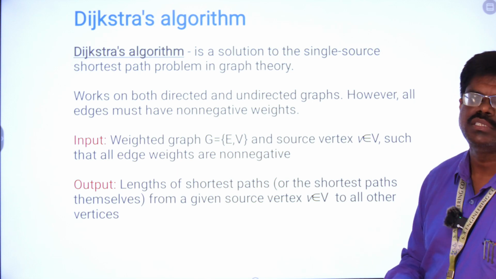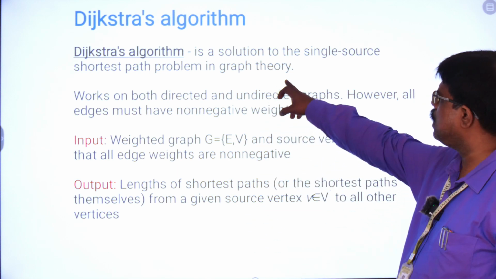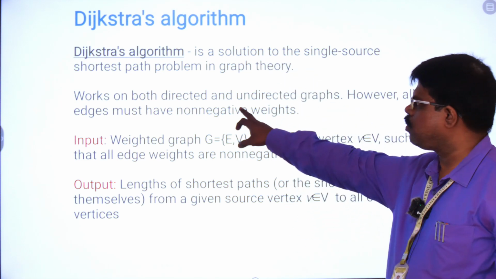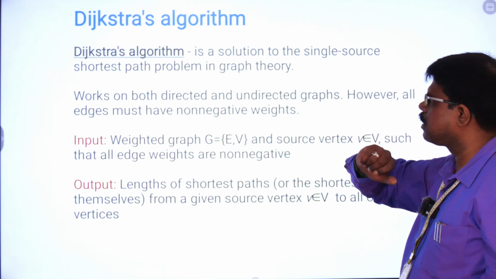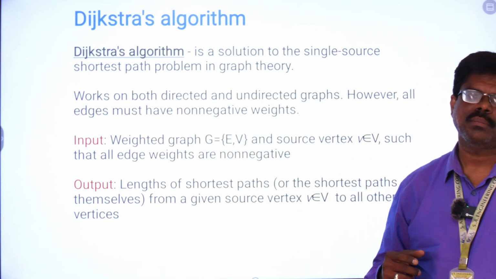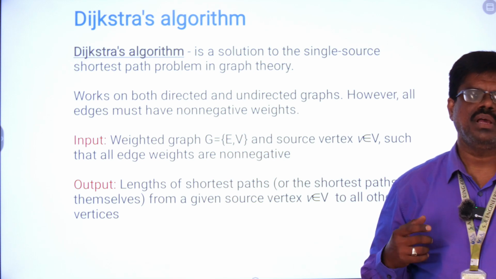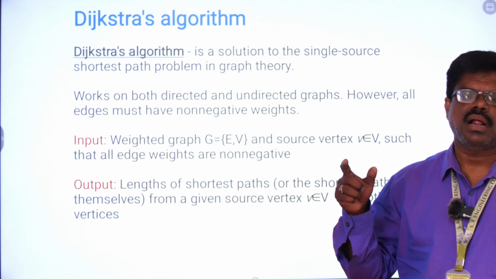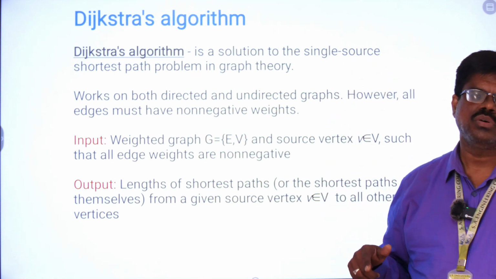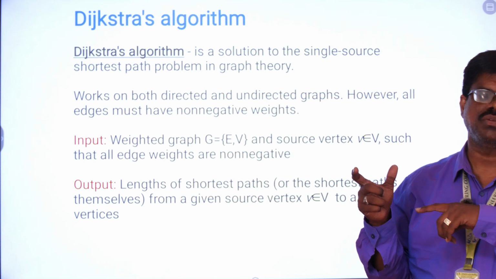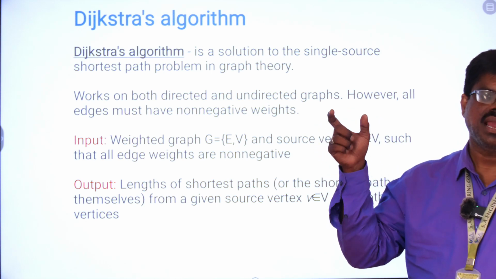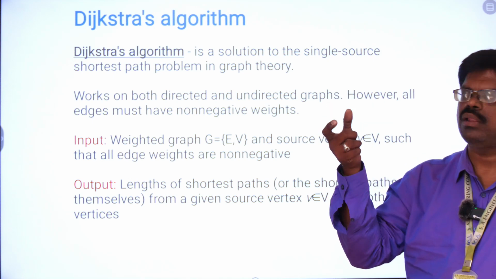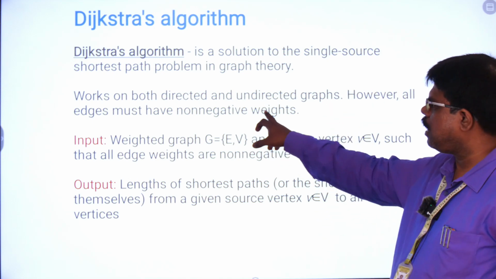Now we'll see what this Dijkstra's algorithm is. Dijkstra's algorithm is basically a solution for a single path algorithm. It works on two kinds of graphs, directed and undirected. A graph has two things, vertices and edges. The vertex and edges form a graph, connecting the two nodes, and the distance will be given as values. That is directed and undirected graph.